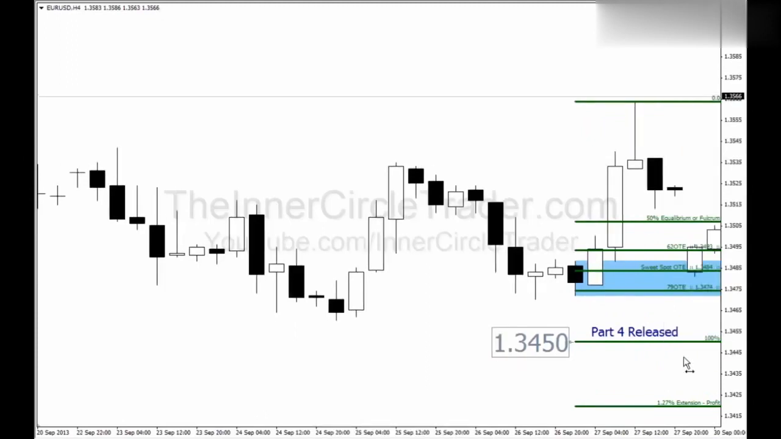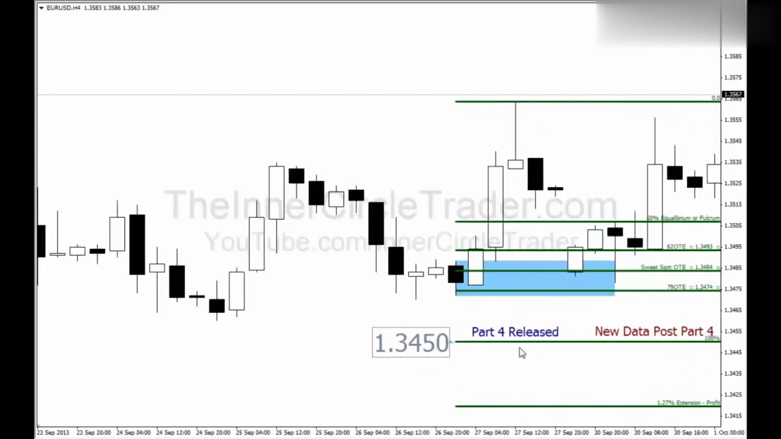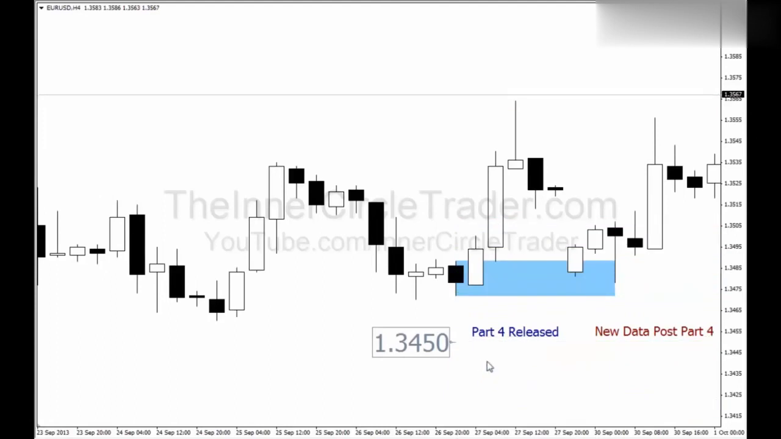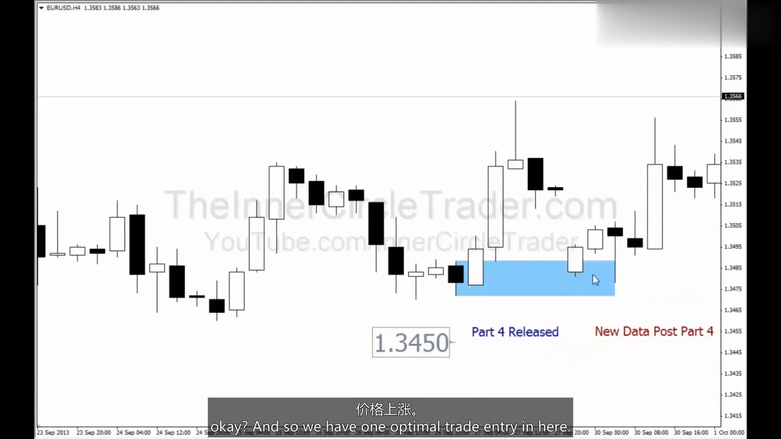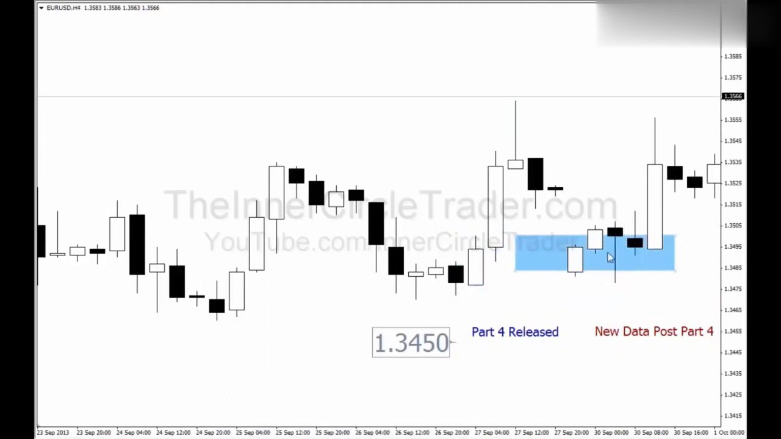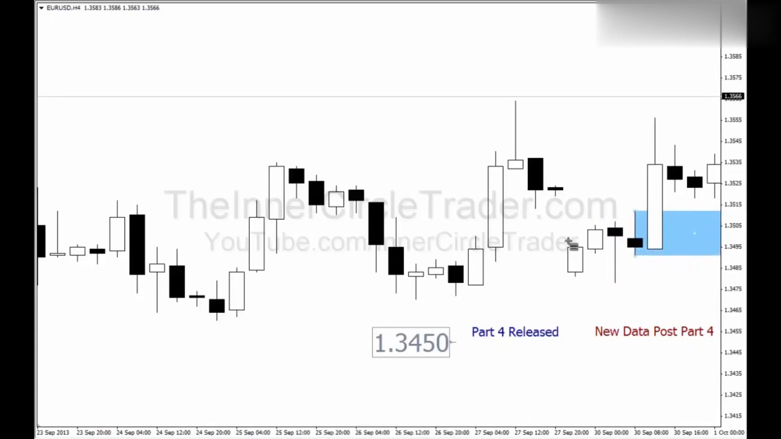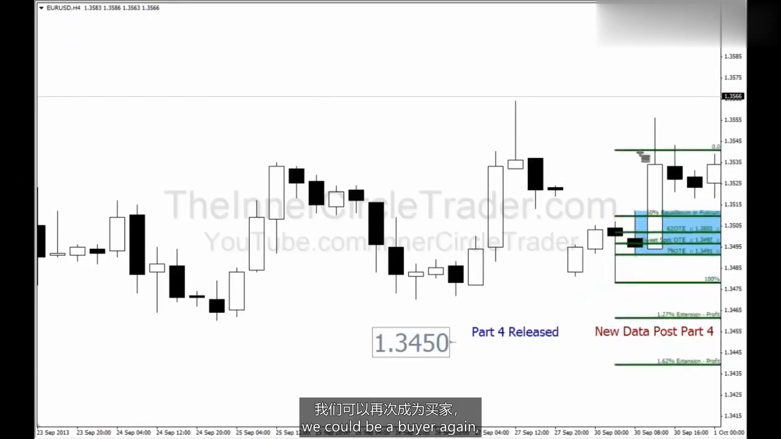Price trades up. Okay, and so we have one optimal trade entry in here. Price rallies up. We have another order block right in here. So I'm just going to borrow this range. Okay, and if price dips down into that, we could be a buyer again.